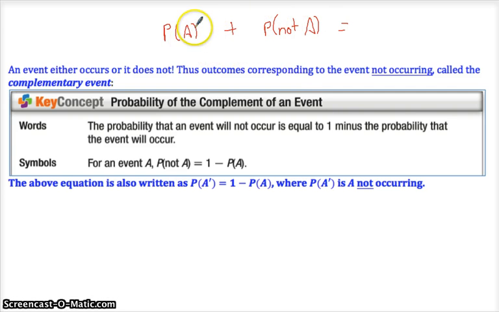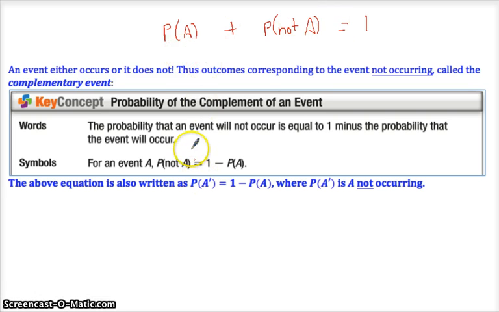The probability of A plus the probability of not A happening has to be 100%. It either has to happen or it doesn't happen. There's no other possibilities, and they're mutually exclusive. They should add to 1.